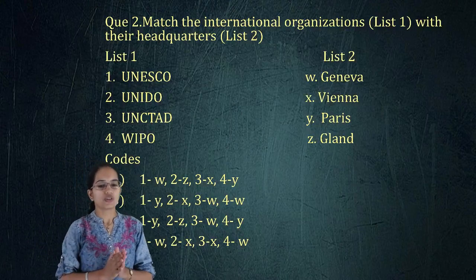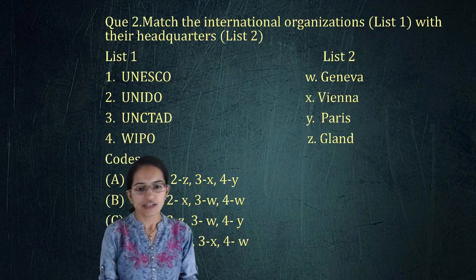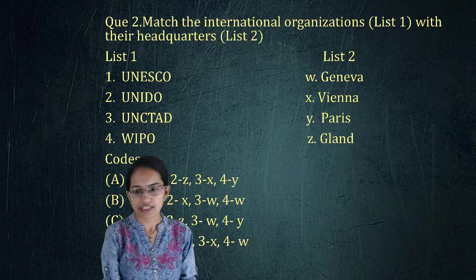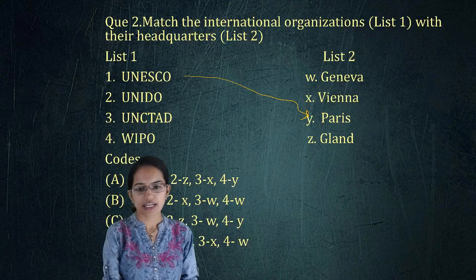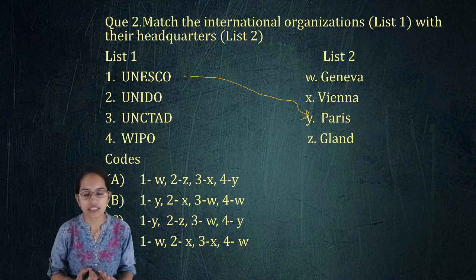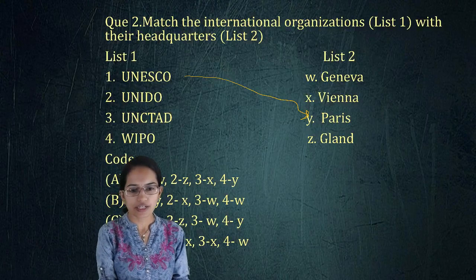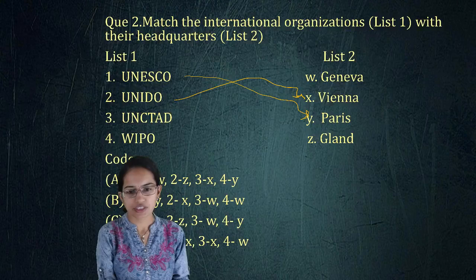Great. So UNESCO is headquartered in Paris. So that's the United Nations Educational, Scientific and Cultural Organization, headquartered in Paris. Then you had the United Nations Industrial Development Organization that is headquartered in Vienna. So Vienna, Austria is the right answer.